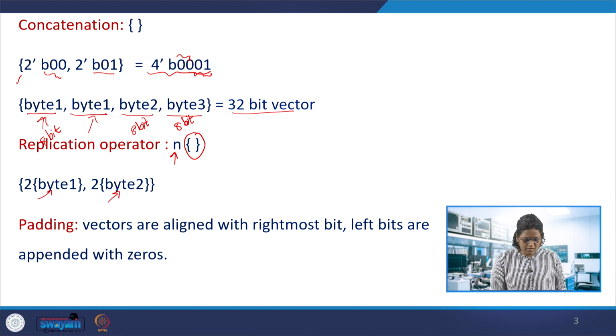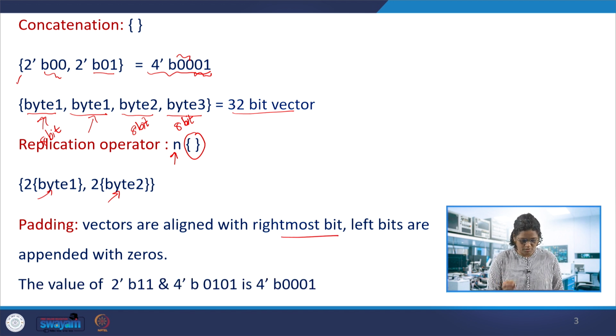Also the padding, if you want to do some operations like logical AND or OR operations. Vectors are defined as these two variables with different bit sizes, one is 2-bit, another one is 4-bit. Then 0 padding is done at the left bits, which makes both the operands of equal size. In that process, the vectors are aligned with the rightmost bit.